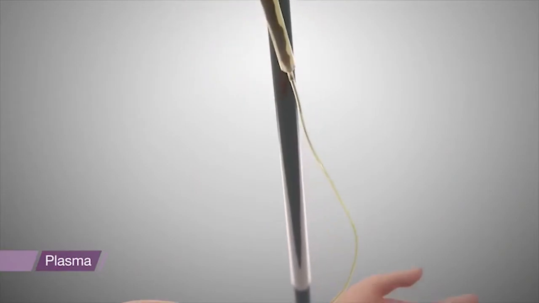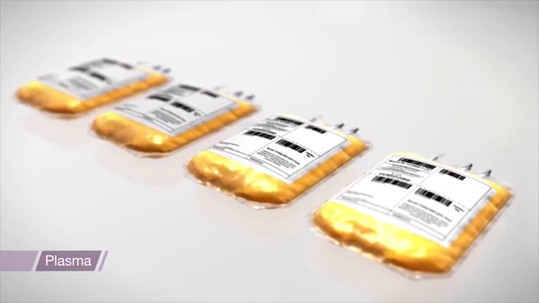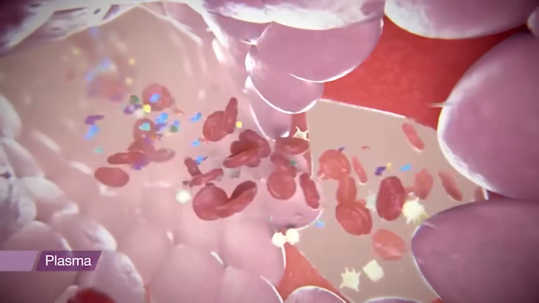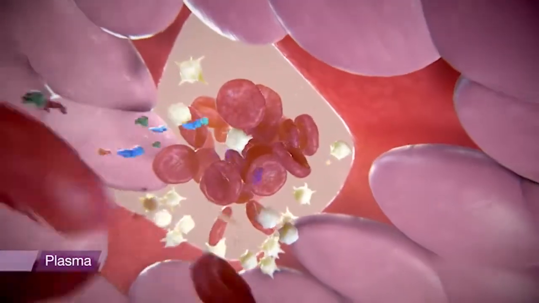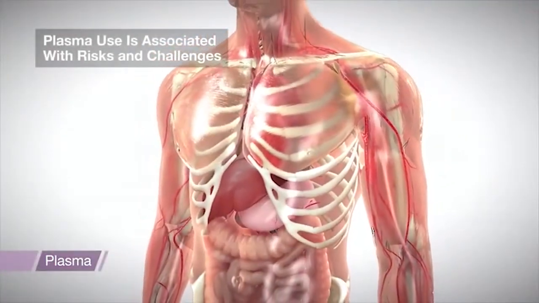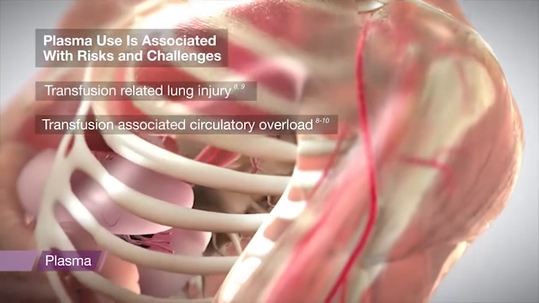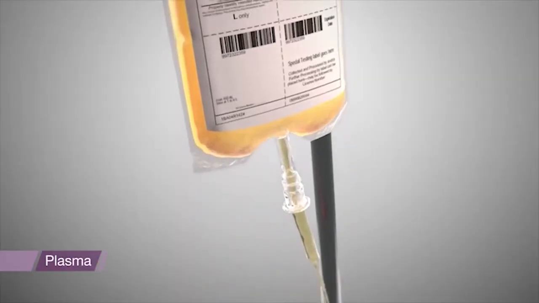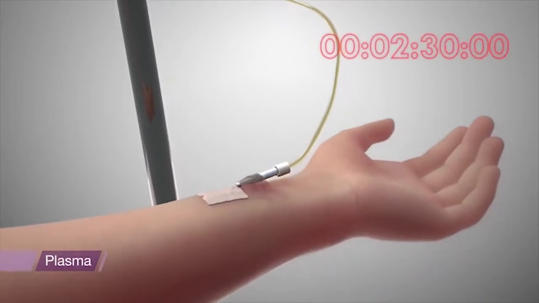However, plasma contains all coagulation factors in normal concentrations. Large volumes of plasma may be required to deliver enough of the factors necessary for effective warfarin reversal. In clinical trials, patients required nearly 4 units of plasma to reverse the effects of warfarin therapy. Furthermore, transfusing large volumes of plasma can increase the risk of complications, including transfusion-related acute lung injury, transfusion-associated circulatory overload, allergic and/or anaphylaxis reactions. Many patients who receive plasma for reversal of bleeding episodes from warfarin require transfusions that last more than a few hours.